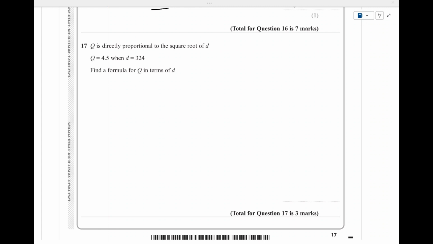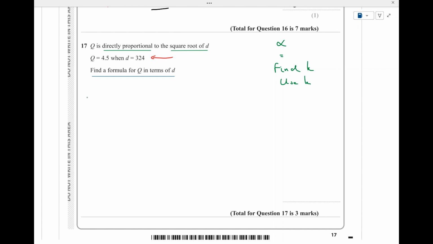Question 17, proportion. This is a question about proportion. Q is directly proportional to the square root of D. Directly proportional. Then I'm given some information, and then I'm asked to find a formula for Q in terms of D. Right, so I'm going to go fish sign equals, find K, use K. That's my phrase for this one.